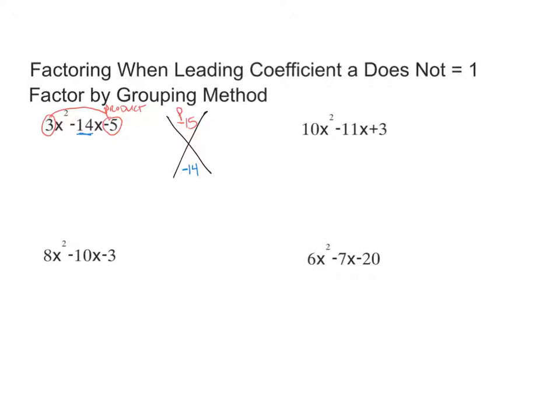The whole idea of the grouping method is I want to find these two numbers that multiply to be negative 15 and add to be negative 14 to replace this. I'm rewriting this whole equation so that I can group the first two parts together and the second two parts together. So here's what I mean by that. Let's find two numbers that multiply to be negative 15 and add up to be negative 14.